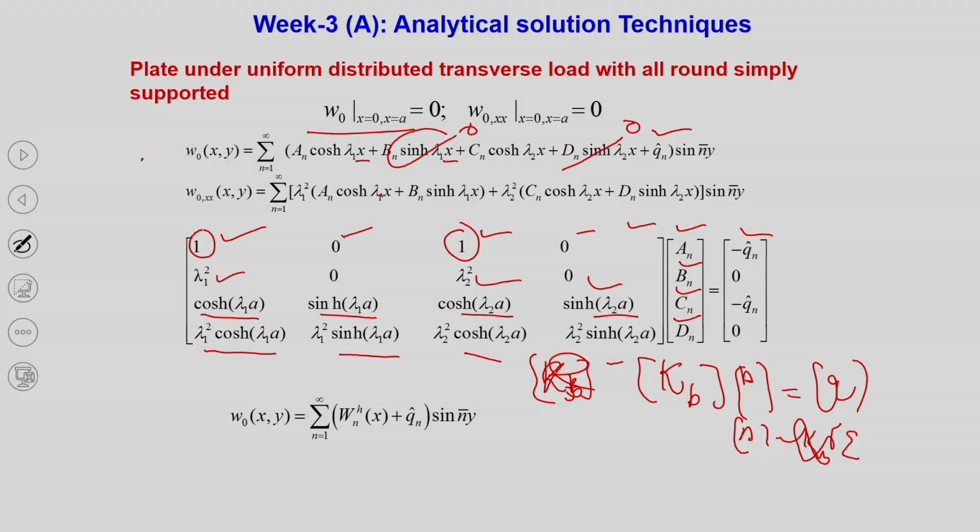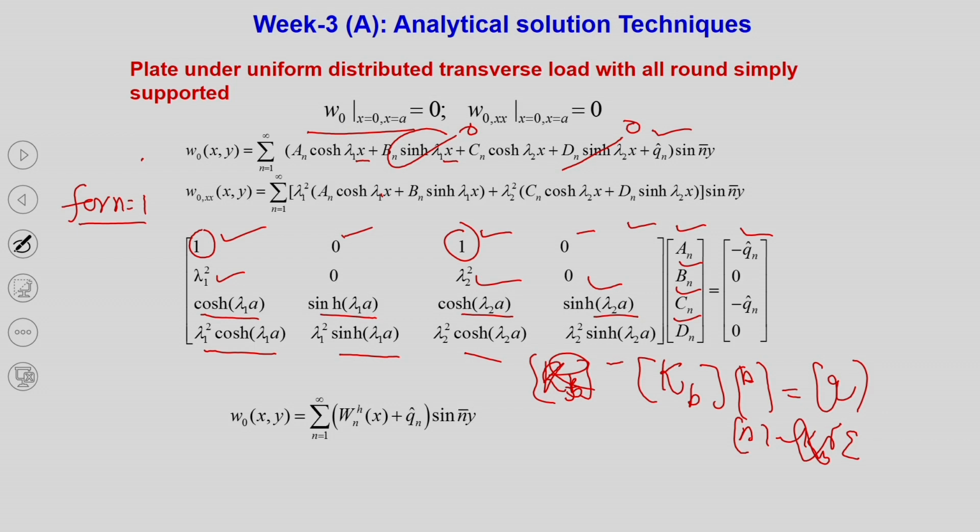So for each value of n you will have a set of equations. You apply a for loop: n equal to 1 gives A1, B1, C1, D1, when n is equal to 2 you get A2, B2, C2, D2. Because this is a series solution, we need a number of terms, then we add them together and check whether our solution has converged or not.